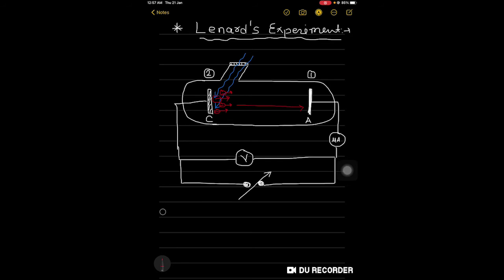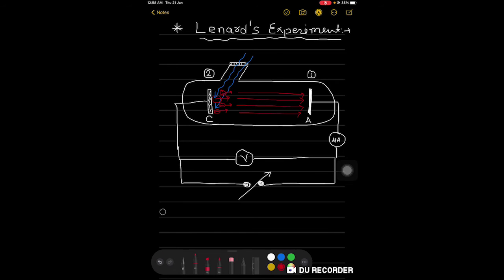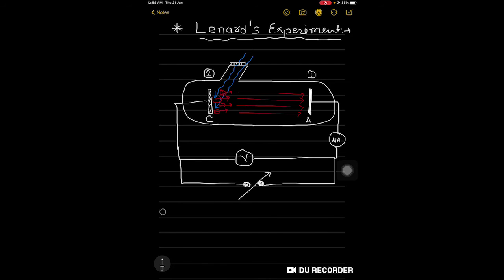Now obviously here the flow of electron is observed due to this high voltage applied. When these electrons reach the plate A, they will complete their path, and the flow of electron is obviously known as a current. So here in the circuit, the current was observed by Lenard. So this was actually the experimental setup of Lenard.